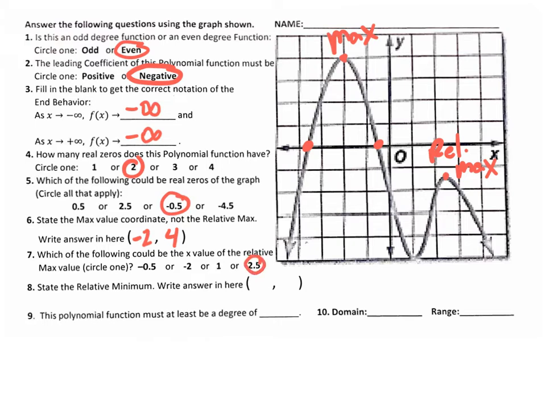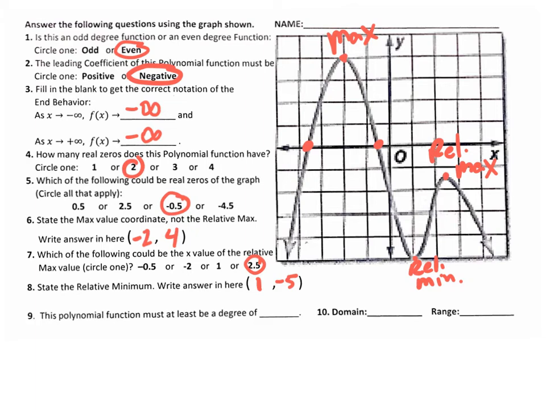So 2.5 is the answer to that one. And number 8, state the relative minimum. What's the lowest point? What is the minimum? What's the lowest point of this whole thing? Infinity. And negative infinity, right? Because this goes down forever. So there is no real minimum. It goes down forever. But there is a relative minimum right here. And what's the location of that relative minimum? (1, -5). Thank you. Relative minimum, (1, -5).